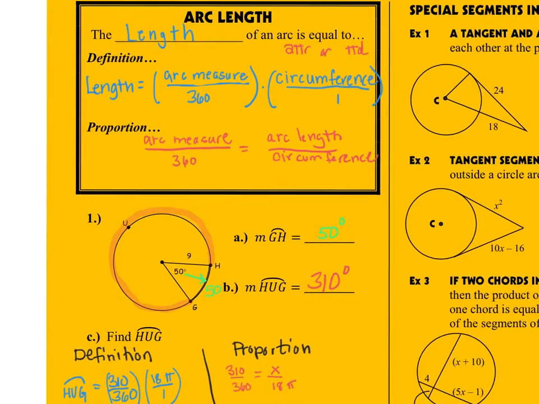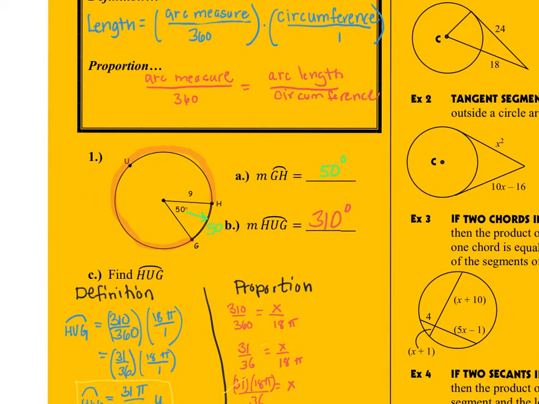So looking at number 1, we are given that this is 50 degrees right here. And so since that's a central angle, that means that this arc here must be 50. So that's the measure of the arc there. And then the remaining part, they want us to look at the measure of arc HUG, would be 360 minus 50, which is 310. And so now, if this is the measure of the arc, we're going to look just at finding the length of the arc.